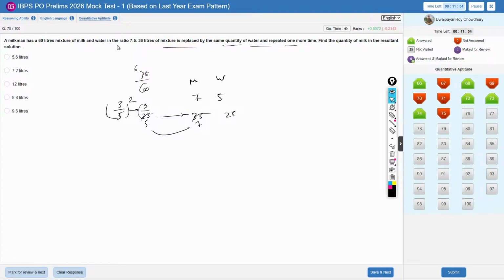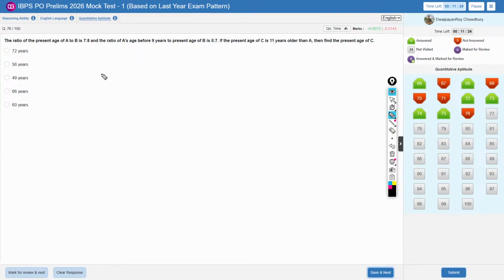Else shall I skip it? Replaced with some quantity of water, replaced one more time. So it's definitely, so what remained was 2 by 5, so 4, so 5 to 7 is 1.4, so 5.6.